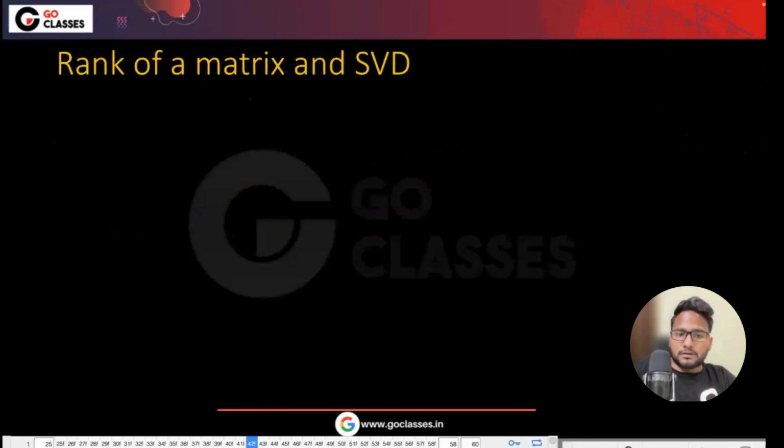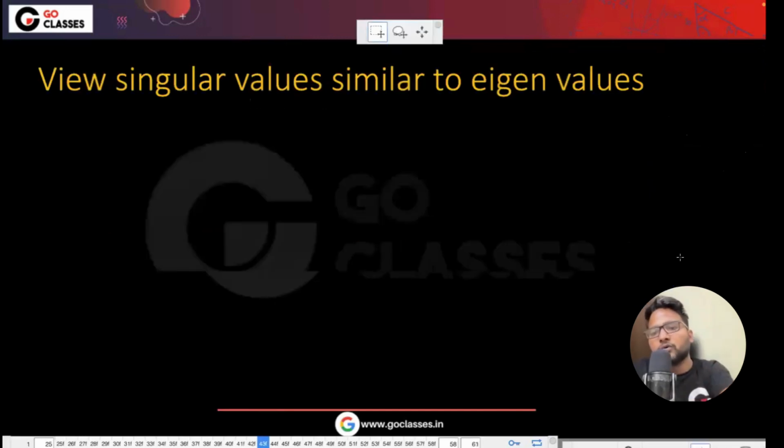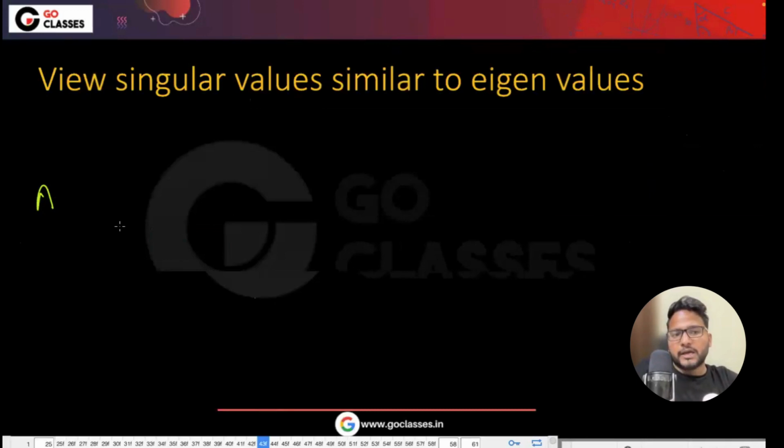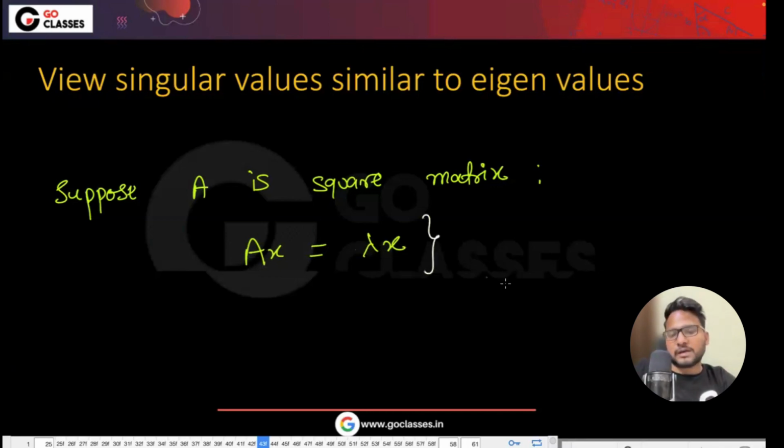Now let's see how we can view the singular values just like eigenvalues. This is done. Now let's see this particular topic, which is viewing the singular values just like the eigenvalues. So, let's suppose A is a square matrix and the eigenvalues are lambda 1, lambda 2, like this. Then in that case, you know that Ax equals lambda x. Is this okay to everyone? This is the popular equation for the eigenvalue and eigenvector.